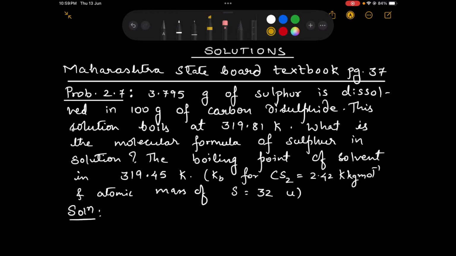Hello friends, today we are going to solve yet another numerical from the lesson Solutions, Maharashtra State Board textbook, page number 37, problem 2.7. Let's begin.